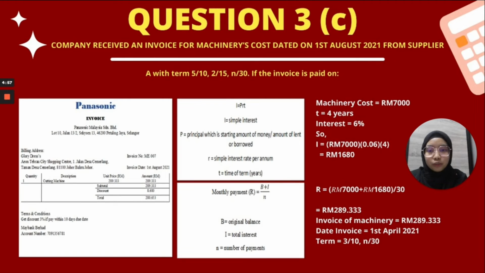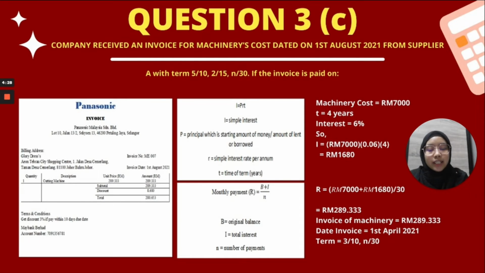On 1st August 2021, our company received an invoice for machinery's cost from the supplier. The picture shows the invoice we received. Firstly, we will find the simple interest using the formula I equals PRT, and the calculation is I equals 7,000 multiplied by 0.06 multiplied by 4 equals 1,680 ringgit.